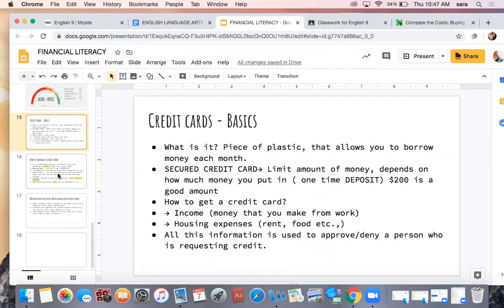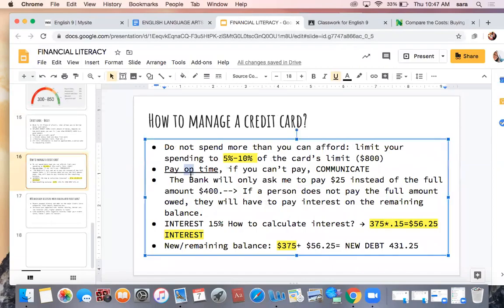Okay, then we started talking about credit cards, what they are. Again, touched on secured credit cards, and of course the most important thing, APR, annual percentage rate. That's the amount of money added onto a debt, added onto a balance. So it's important for everybody to understand, always pay in full, pay on time.